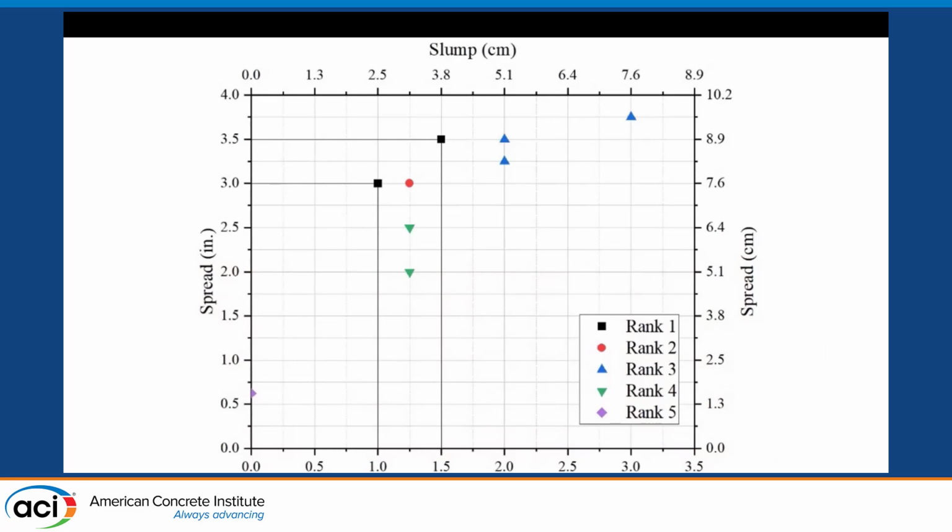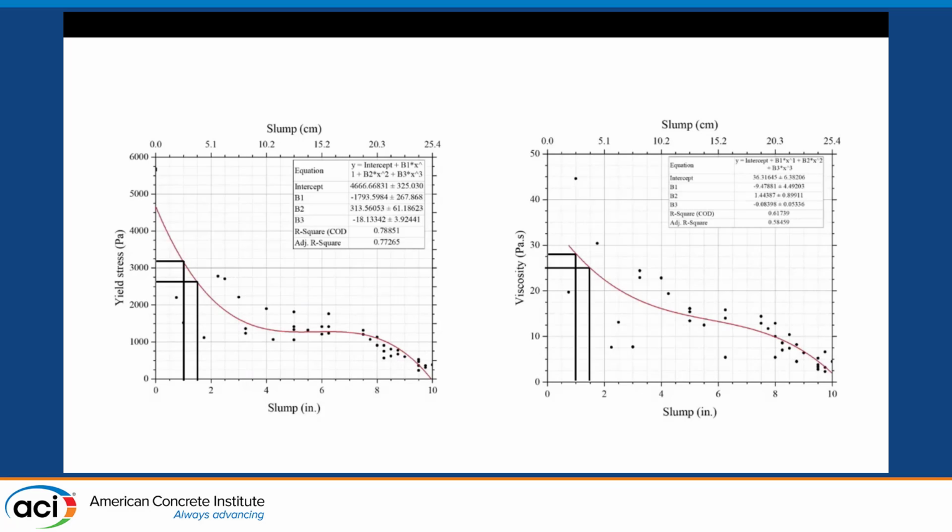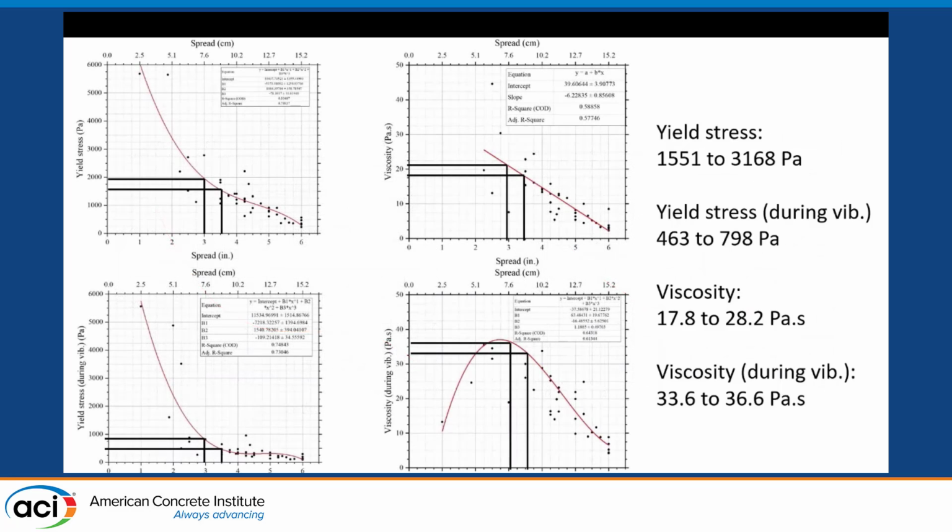Looking at my subjective ranking scale and all the mixes which I was able to successfully 3D print, they all had two things in common. They lay somewhere in between 1 and 1.5 inches of slump and 3 and 3.5 inches of spread. Okay? So now I did some back calculations or regression analysis to see what the yield stress and the viscosity of these mixes would be if they were to have slump between 1 and 1.5 inches. Right? This will now give me, based on where the lines intersect the y-axis, some targeted rheology.